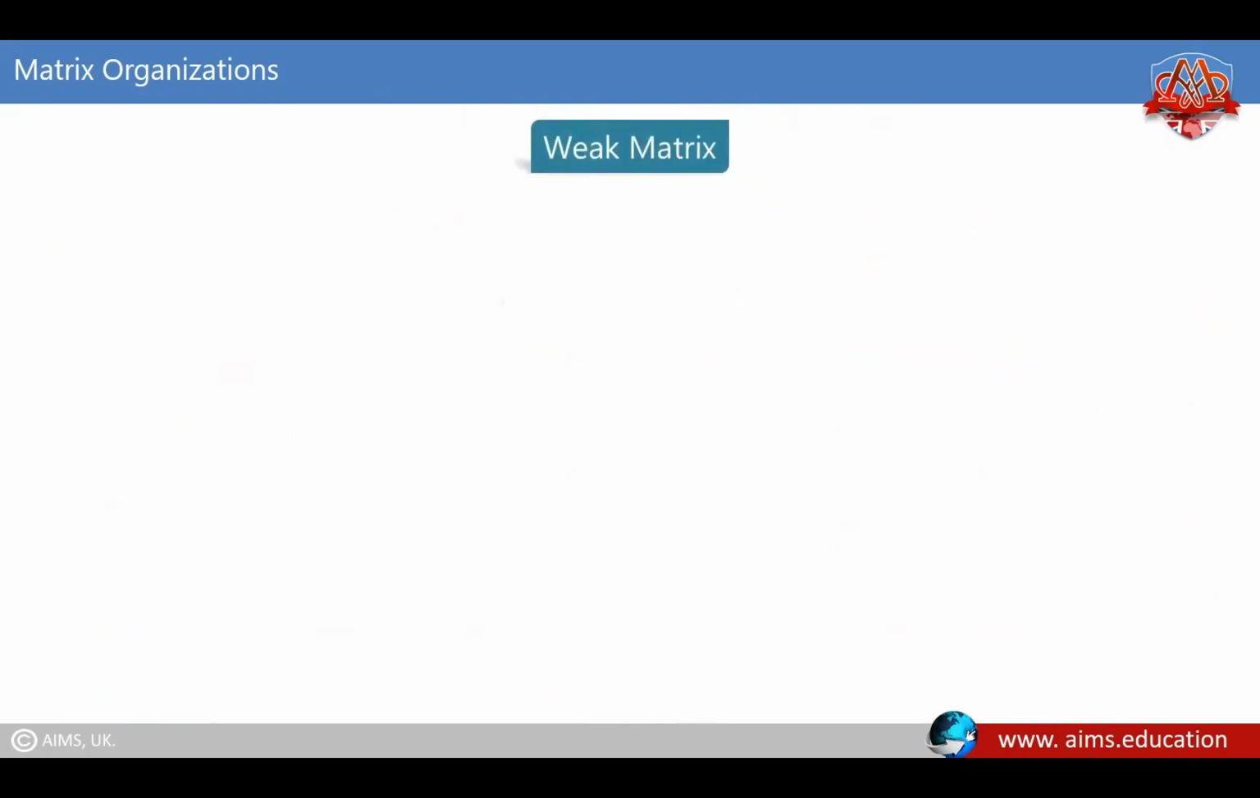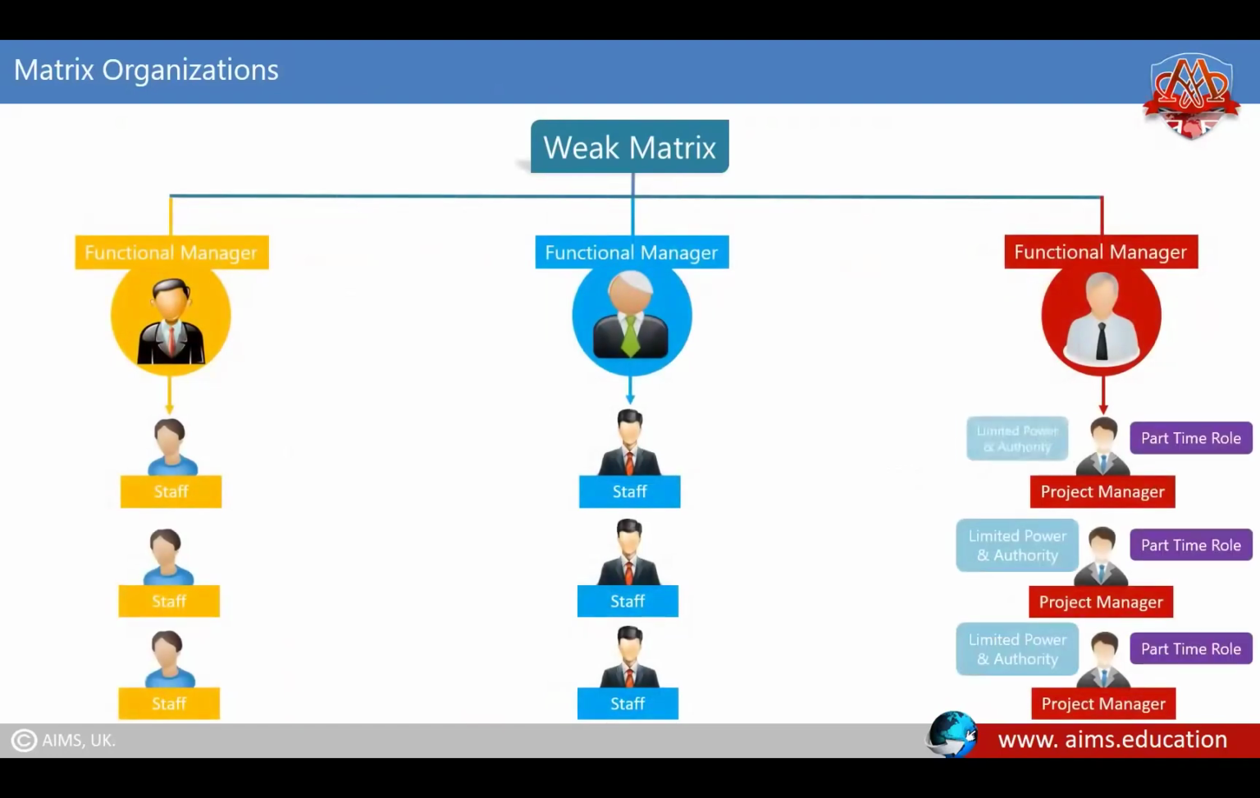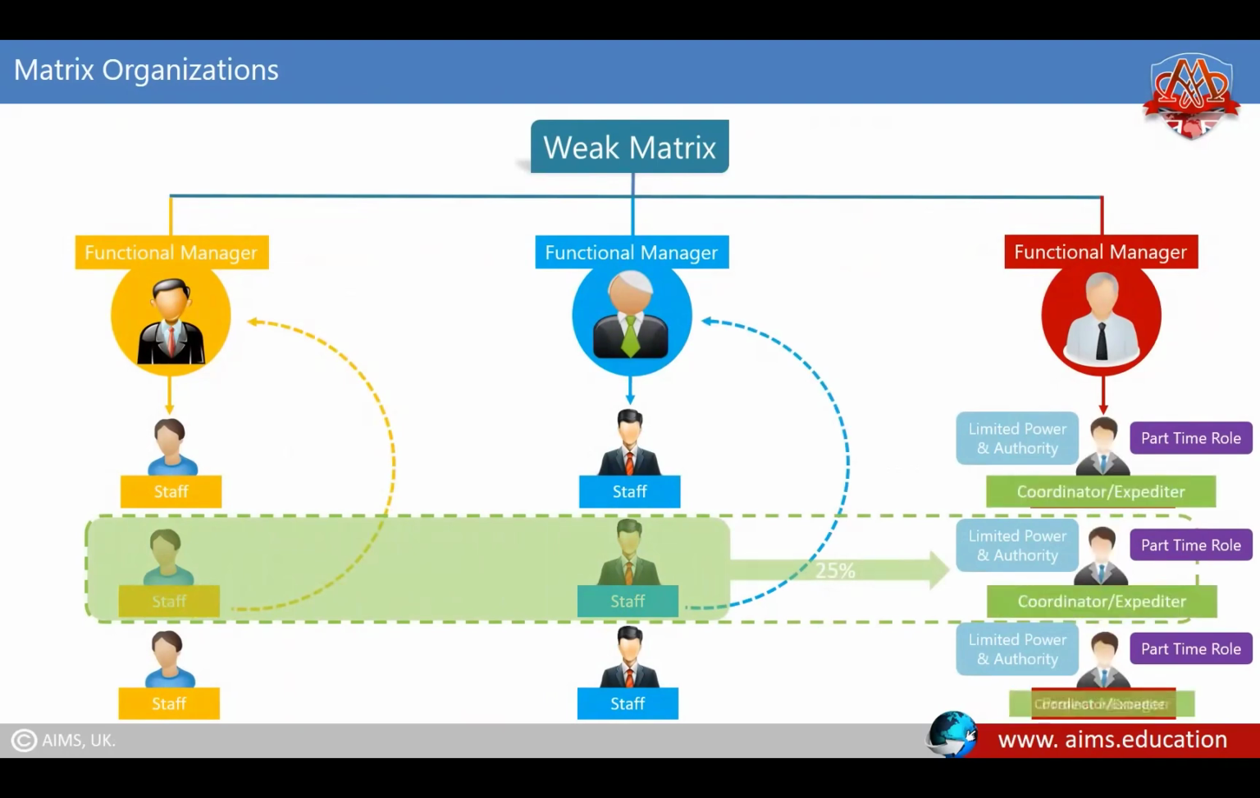Weak matrix. In a weak matrix, the project manager has a part-time role with very limited power and authority. The team members are only assigned to projects for 25% or less of their time. For the rest of the time, they go back to functional assignments. The role of project manager will be more like a coordinator or an expediter. A weak matrix structure is very close to the functional organization structure.